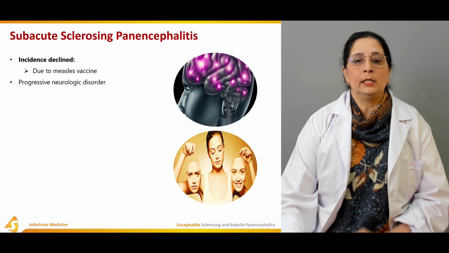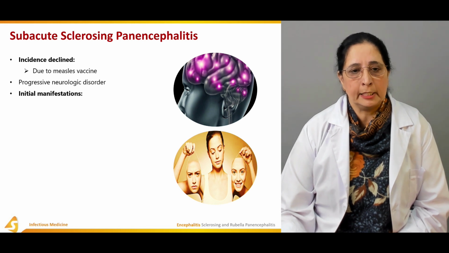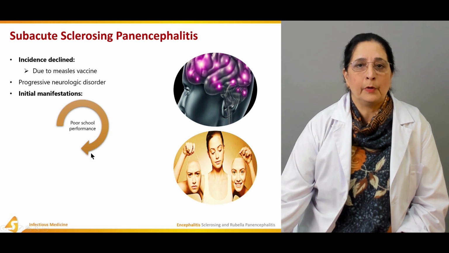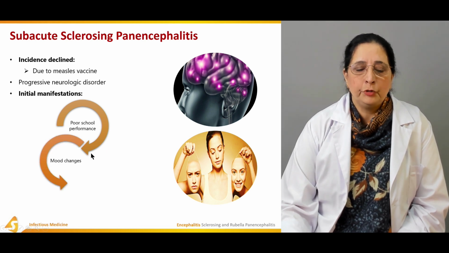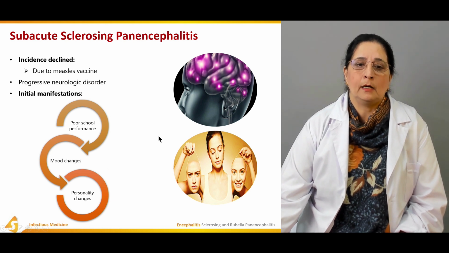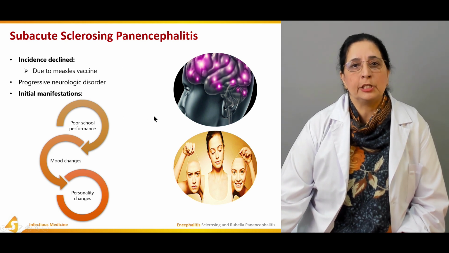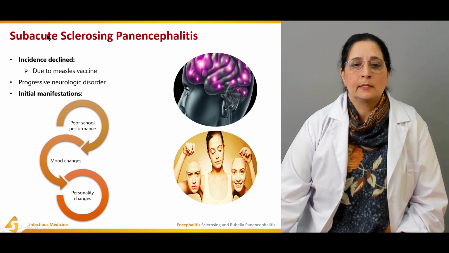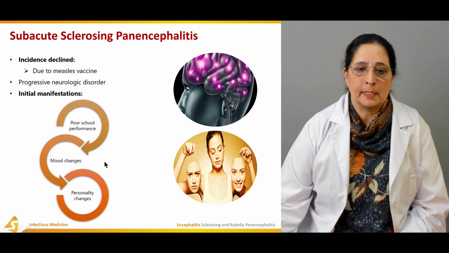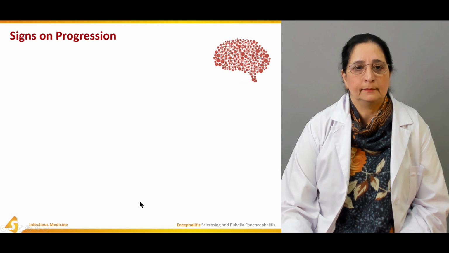Progressive neurological disorder can occur along with this condition. The initial manifestations are poor school performance, mood changes, personality changes. So all these are the initial manifestations of subacute sclerosing panencephalitis: poor school performance, mood changes, and personality changes.